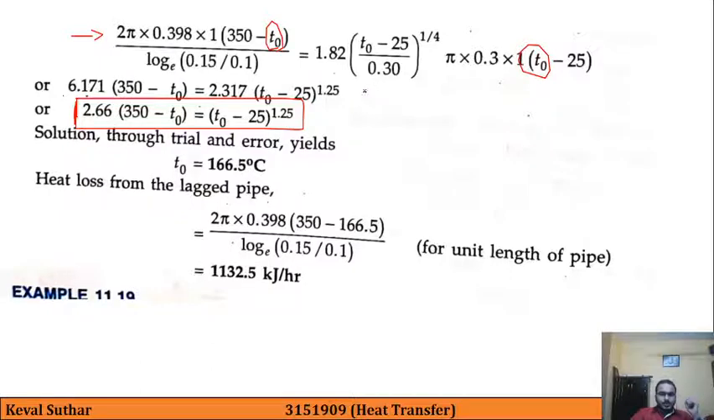And using the trial and error method, we can obtain the value of T0, which is now proved, and the heat loss from the lagged pipe can be obtained for unit length of pipe with our standard formula of Q is equal to delta T upon RT, where R is 1 upon 2 pi KL ln Ro upon Ri.